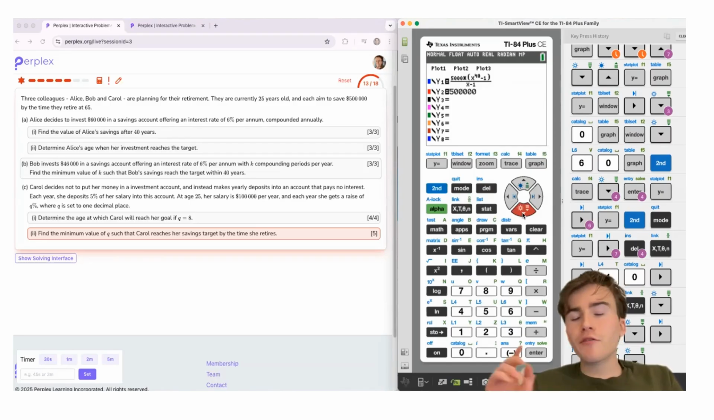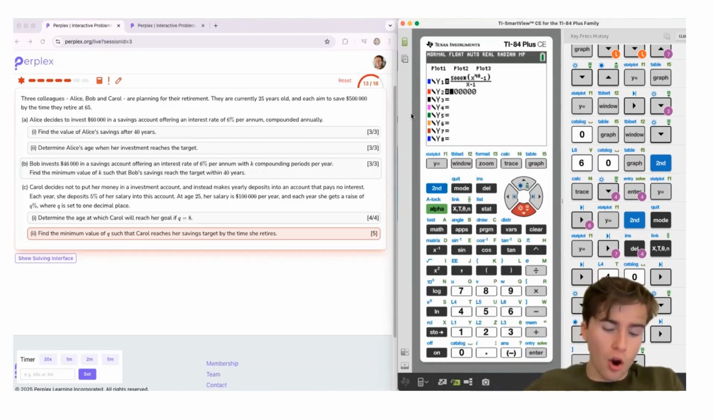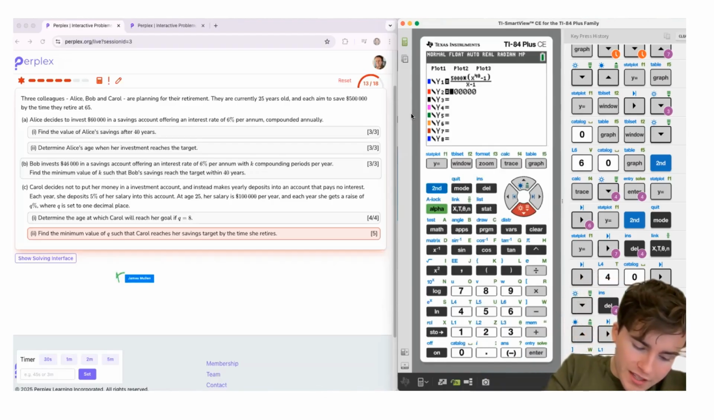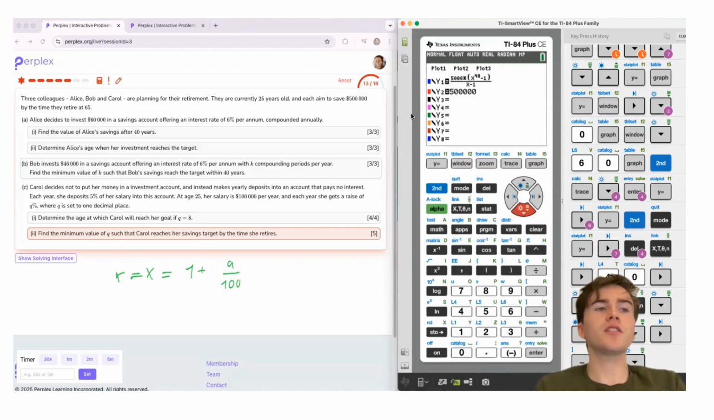So what I'm doing here, I'm not going to find the intersection for q, because if I did that, I would have to plug in r is equal to 1 plus q over 100, and it's going to make the calculator a bit of a mess. Instead, I'm going to start by finding r, and remember that r, or in this case, x, is 1 plus q over 100. And then once I find that, I'm going to work backwards and find q.